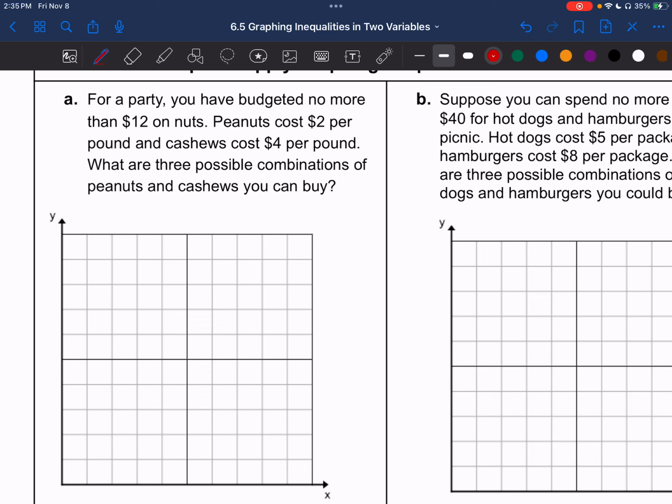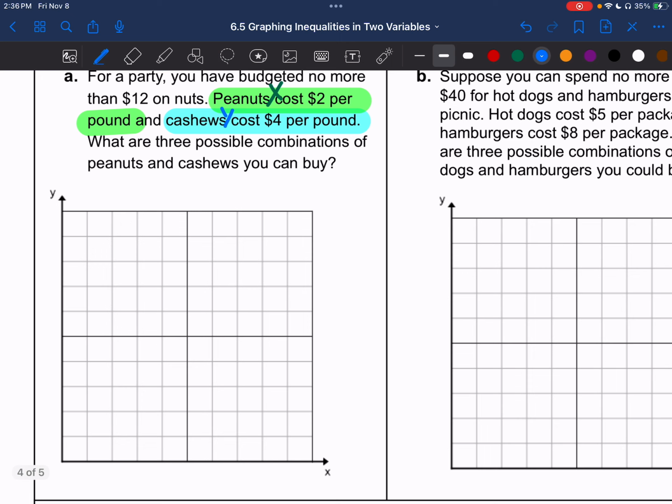Okay, well, we need to define some things. So let's look at, we've got peanuts cost $2 per pound. We're going to say peanuts are our X value. We have cashews cost $4 per pound. We're going to say cashews are the Y value. So let's go ahead and label our axes right away so we don't forget. Peanuts and cashews.